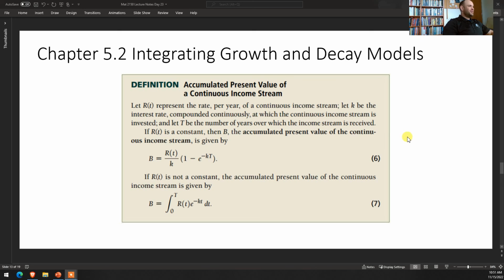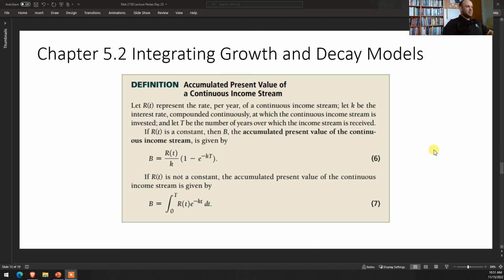Next, we'll introduce the idea of accumulated present value. We can think about this as the amount of money we would have needed to start with in our account, given that we're adding money to this account for a certain number of years and it's collecting continuous interest, to have the amount that we desire after the future time. So how much money do we need to start with?